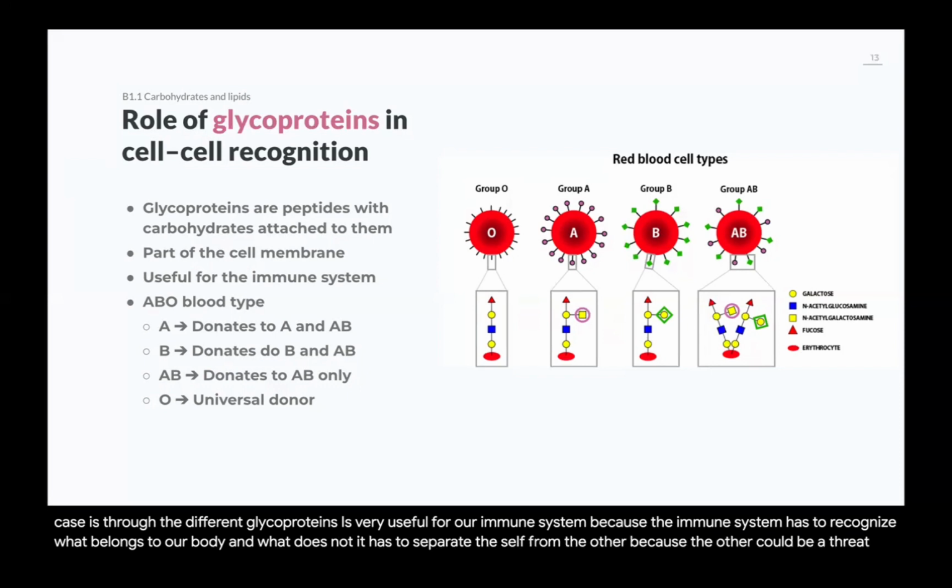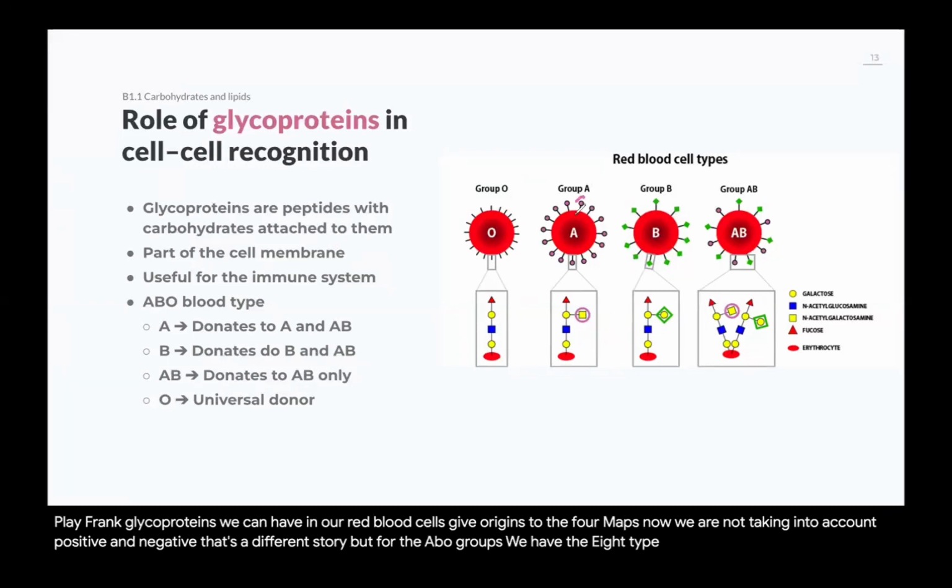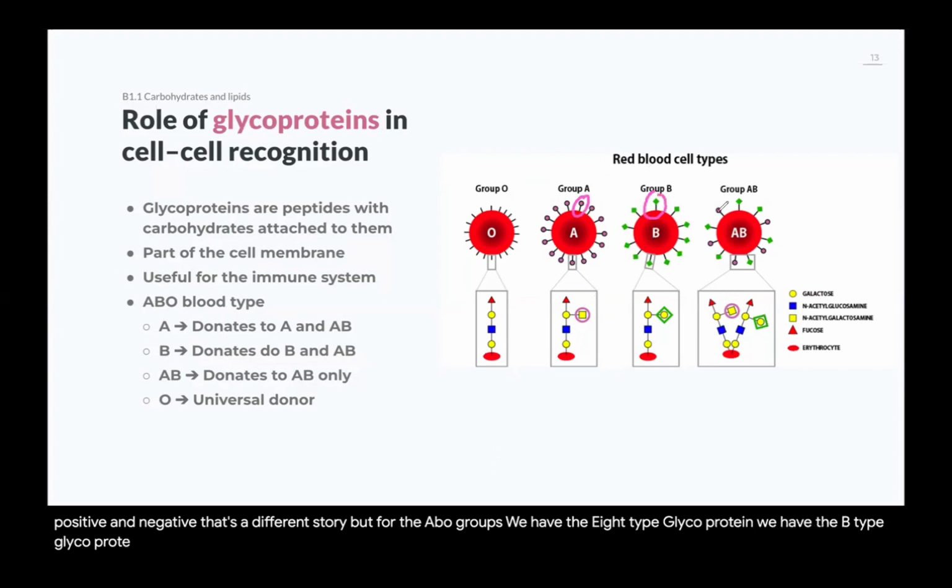And the different glycoproteins we can have in our red blood cells give origin to the 4 blood types. Now, we're not taking into account positive and negative. That's a different story. But for the ABO groups, we have the A-type glycoprotein, we have the B-type glycoprotein, and if a cell has both, well, then it's part of AB. That's because of these little differences.